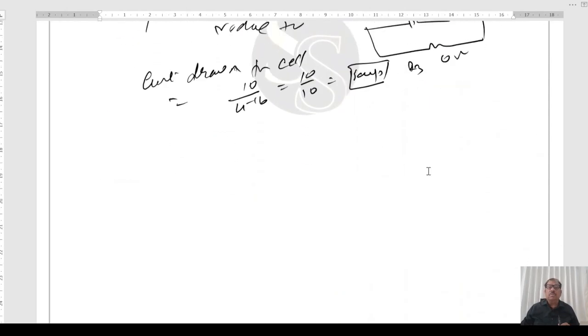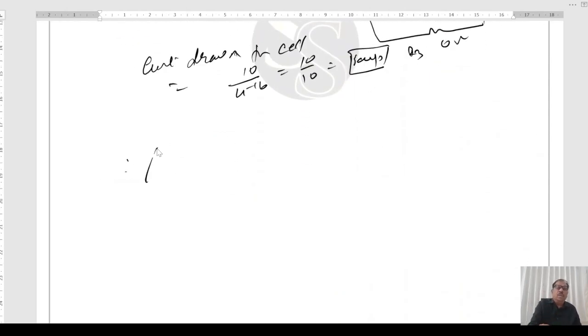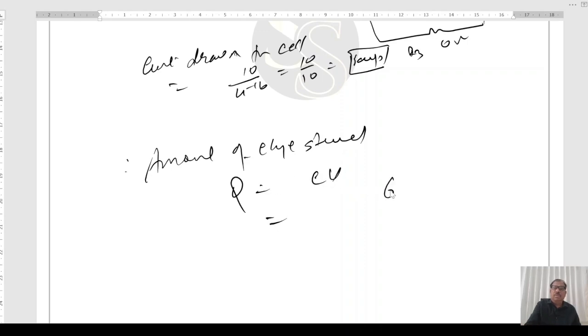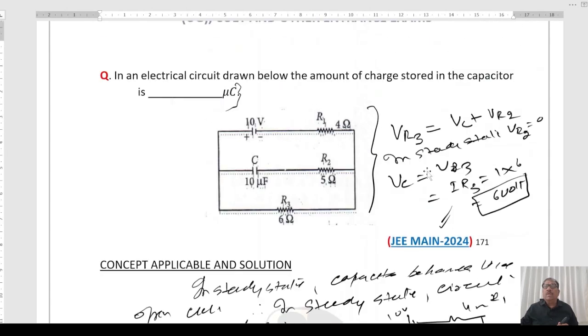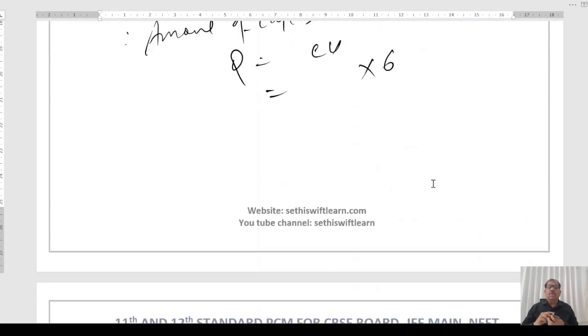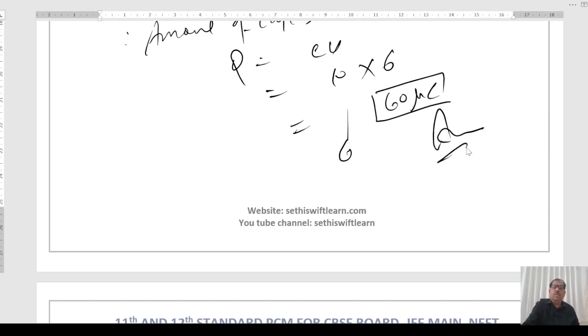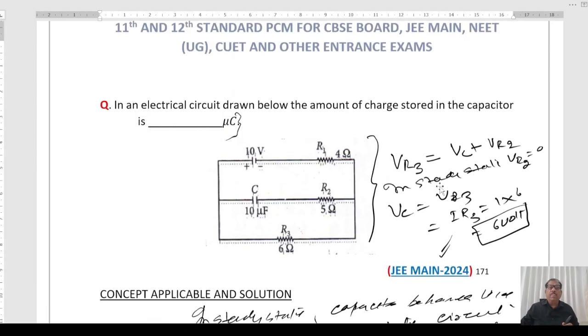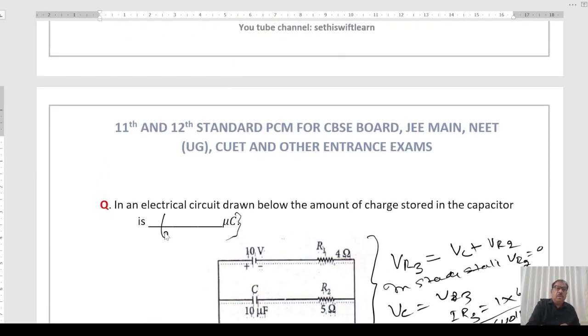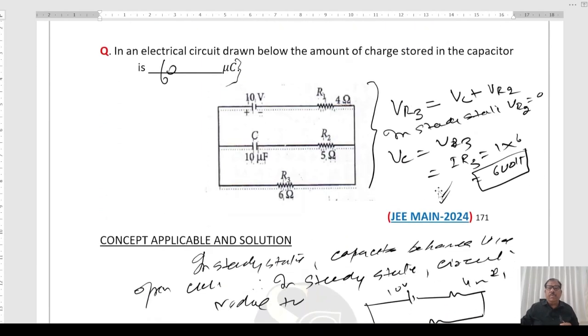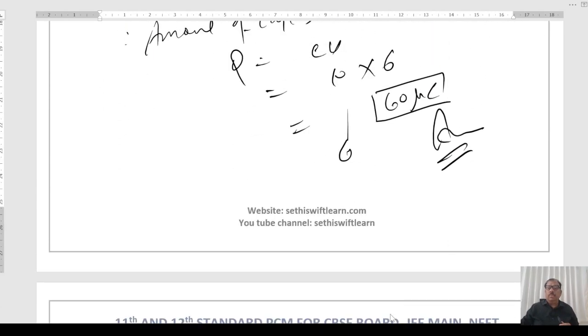Amount of charge stored. Therefore, amount of charge stored equal to C into V. CV is 6 volt and that is 10 microfarad. This comes out to be 60 microcoulomb charge. That is our answer. Fill in the blanks will be 60 microcoulomb. Right? Now, next question.